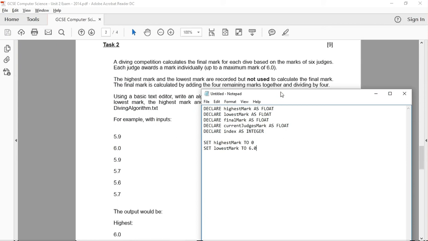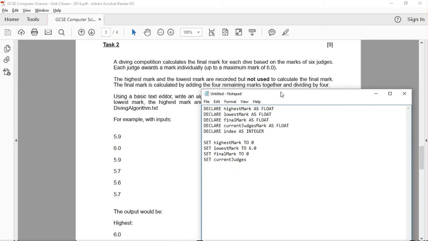Okay, going to set final mark to 0 because that's going to be the average. Current judge's mark, I guess we could just set that as well to 0. We don't really need to. I'm going to set that later with an input, but just to start us off, 0.